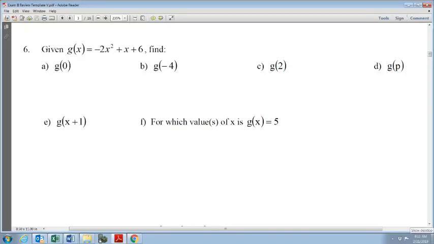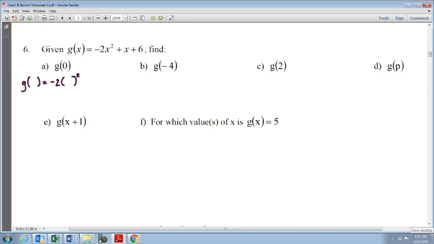Alright, in this second video we'll be continuing to review the exam 2 review, or go through the problems. On number 6 here, we're just evaluating a function given input values. So here we're given the input value 0, g of 0.